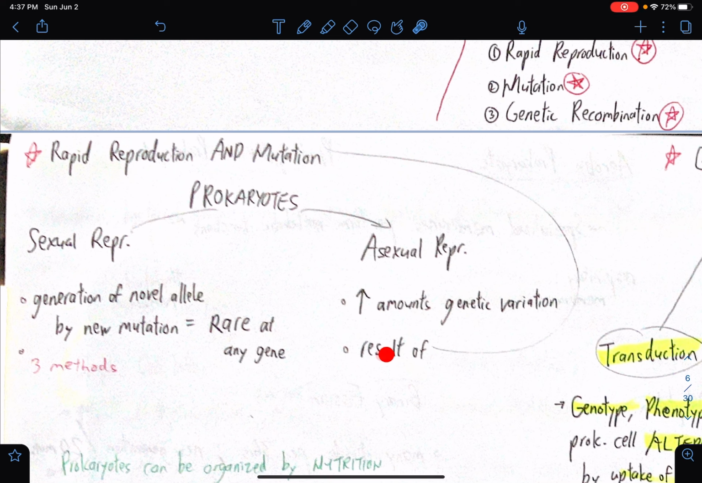So basically conjugation is associated with the employment of, wait, this one, the sex pili, what I mentioned earlier.